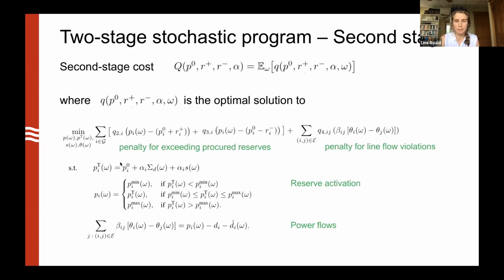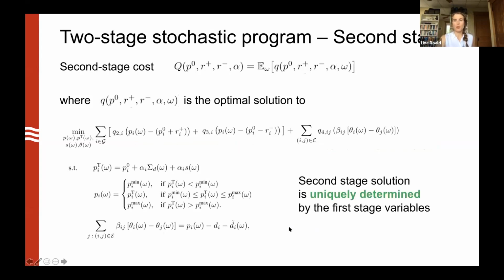And then finally, at the bottom here, and I hope you can see this, there are the equations that describe the power flows. You might have noticed in the first stage, we didn't really talk about power flows at all. In the second stage, we do have the DC power flow representation of the flow throughout the system.